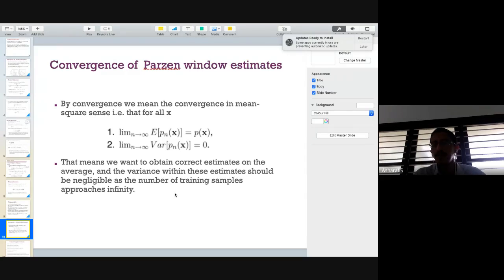For that to happen, as n tends to infinity, the expectation should tend to the actual, and the variance should be 0. So correct estimate is interesting, and there are proofs around this. If you want to explore Parzen windows from a research angle, the convergence of Parzen windows would be interesting. I won't be covering that for the class, but we can always look at it offline.